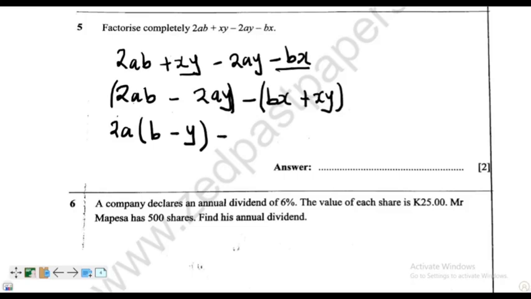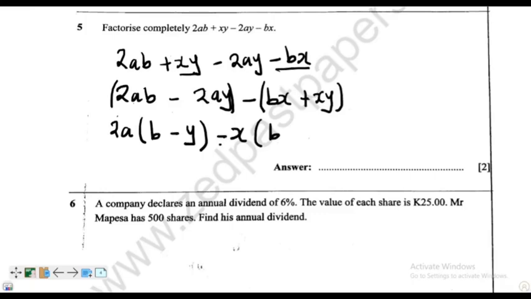Minus. So here, what is common? We have bx plus xy. So the negative is already outside here. Bx plus xy, what is common is x. So you factor out x in bracket. So x and x out, you remain with b.